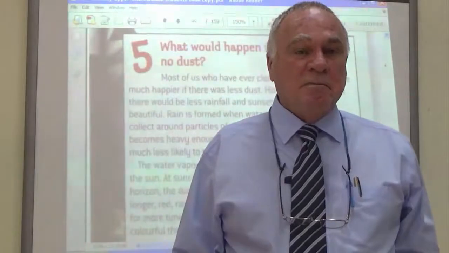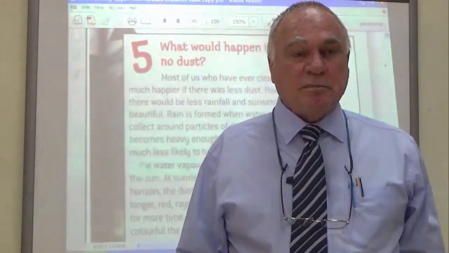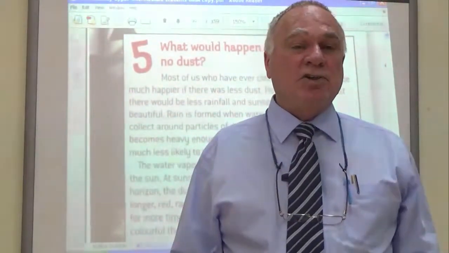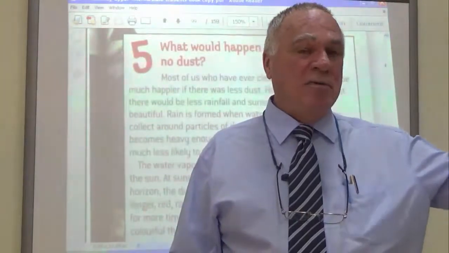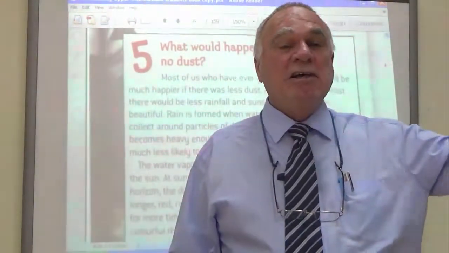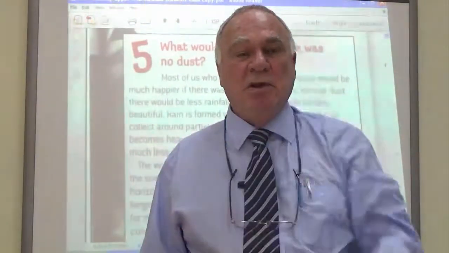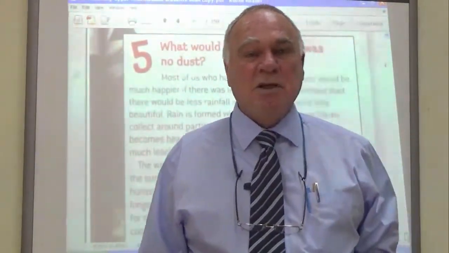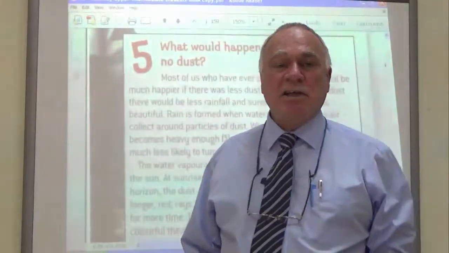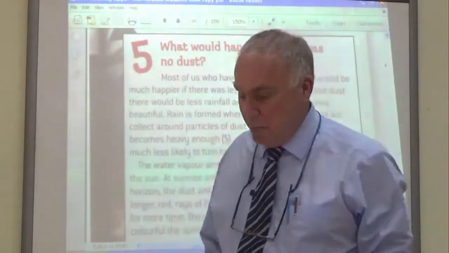So, teacher, what's the difference between sunrise and sunset? Sunrise is at the start of the day when the sun comes up from the horizon. Sunset is at the end of the day when it goes down and disappears again below the horizon. Sunset is the end of the day, sunrise is the start of the day. Okay, teacher.